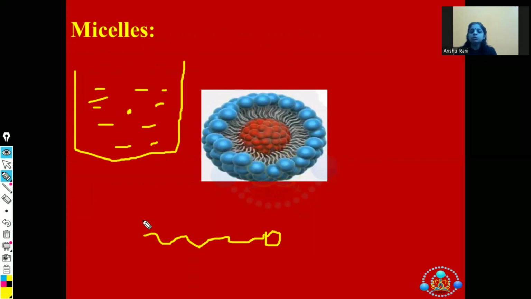Now water is also polar. It also has positive and negative parts. So this head part will come towards water and this tail part will go towards oil. Oil is where? It is in the stain. So this tail part will go and join with this stain, right? In this way, it leads to a three-dimensional structure called micelle.